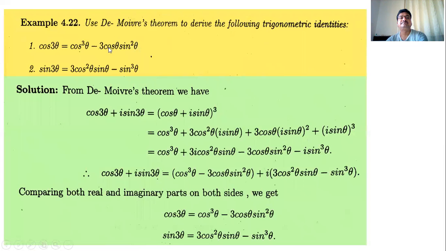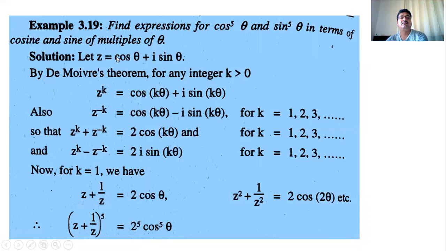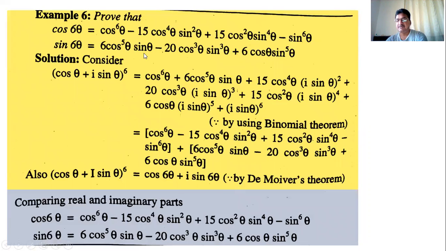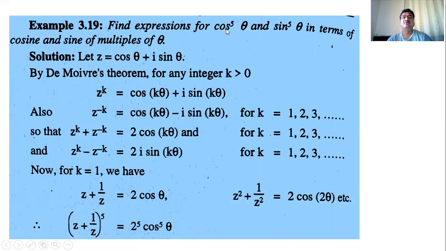Next problem. The next problem is to find the expression for cos raised to 5 theta sine raised to 5 theta in terms of cosine and sine of multiples of theta, that is sine 3 theta, sine 4 theta, sine 5 theta, cos 4 theta, cos 2 theta. Multiples of theta means theta, 2 theta, 3 theta, 4 theta. So this is a different problem.